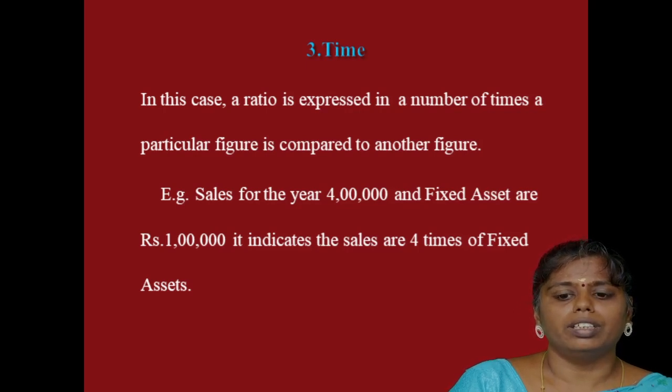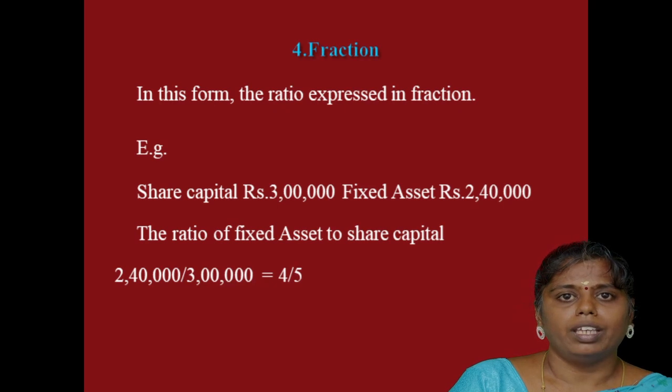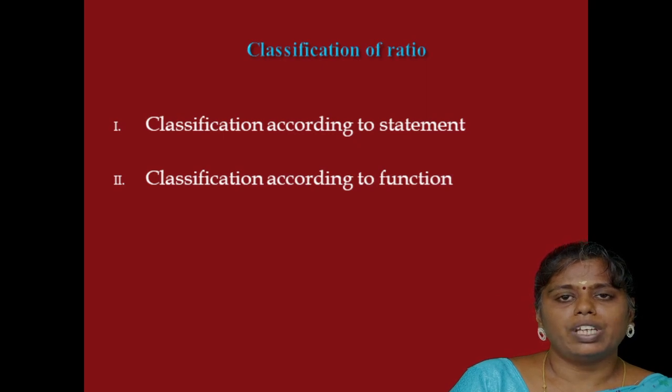Next, the time. In this case, a ratio is expressed as a number of times. A particular figure is compared to another figure. For example, sales for the year are 4 lakhs and fixed asset is 1 lakh. So the sales are 4 times. Next, the fraction. In this form, the ratio is expressed as a fraction. The share capital is 3 lakhs and fixed assets are 2,40,000. The ratio of fixed asset to share capital equals 2,40,000 divided by 3 lakhs, that is 4/5.